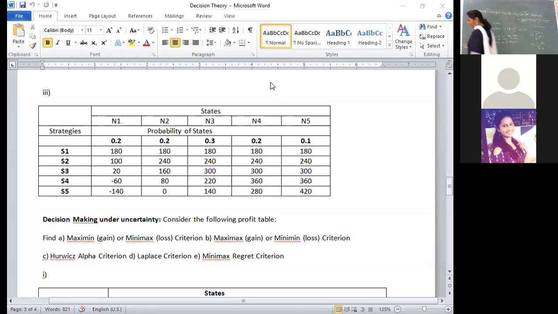Among these 5 methods, they will ask any 3. Most important are third, fourth, and fifth compared to first and second. They will ask any 3 bits. Okay. Hurwicz alpha criterion consists of 4 marks. Laplace criterion 3 marks. Minimax regret criteria is of 3 marks. 3 plus 3, 6, 6 plus 4. Clear, students?